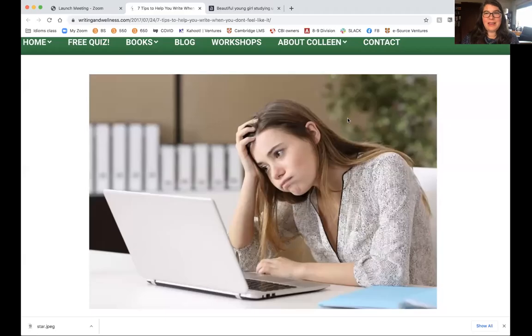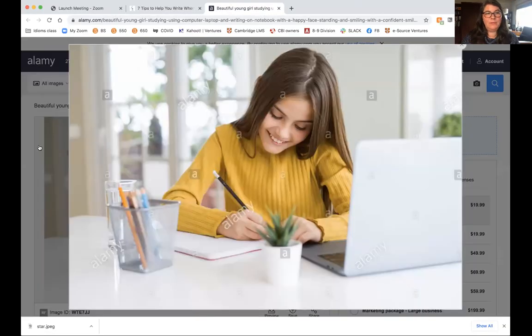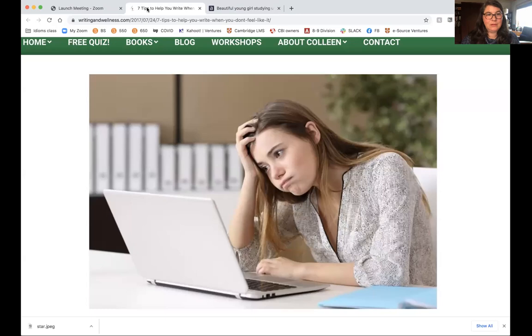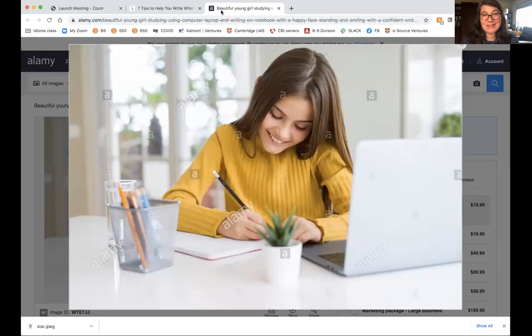So I want to ask you, how do you feel about writing in English? Do you feel like this? Do you feel frustrated, like it's difficult? Or do you feel like, hold on, I have another picture, if I can find it. There we go. Do you feel like this? Are you happy and confident? Many students feel like this, and I want to help you feel like this.